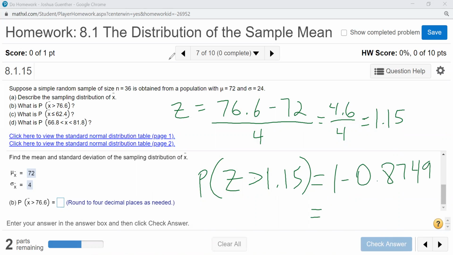And that's going to give you exactly 0.1251, assuming I did my mental math correctly.